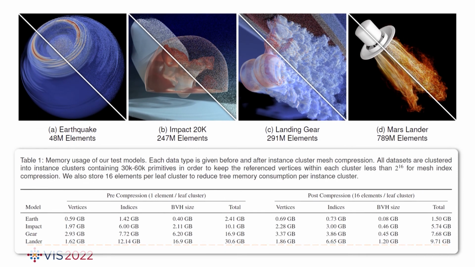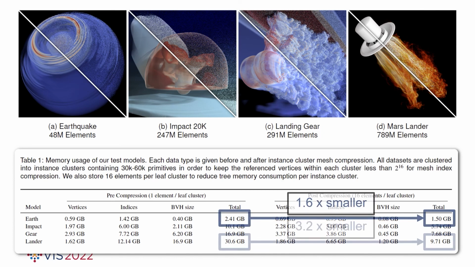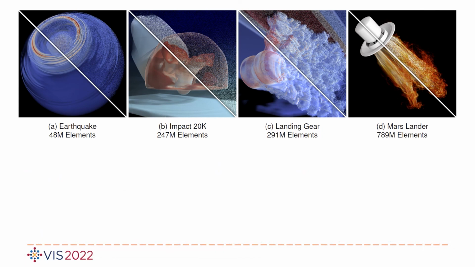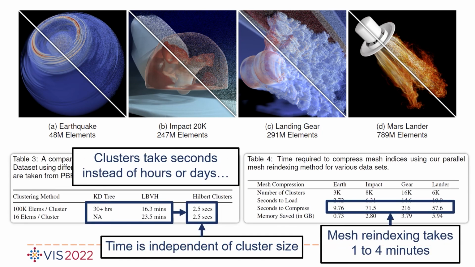In terms of overall memory consumption, if we use 16 elements per leaf cluster, then we can achieve a compression factor between 1.5 and 3x. And to obtain this compression, it takes only 2.5 seconds to sort our elements on the Hilbert curve for our largest datasets, and then it takes about 4 minutes to compress the mesh indices for our 1 billion element mesh.